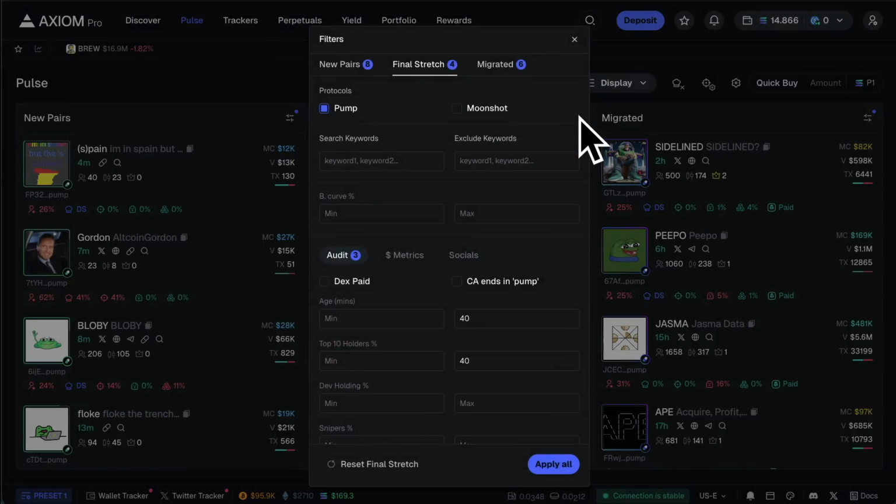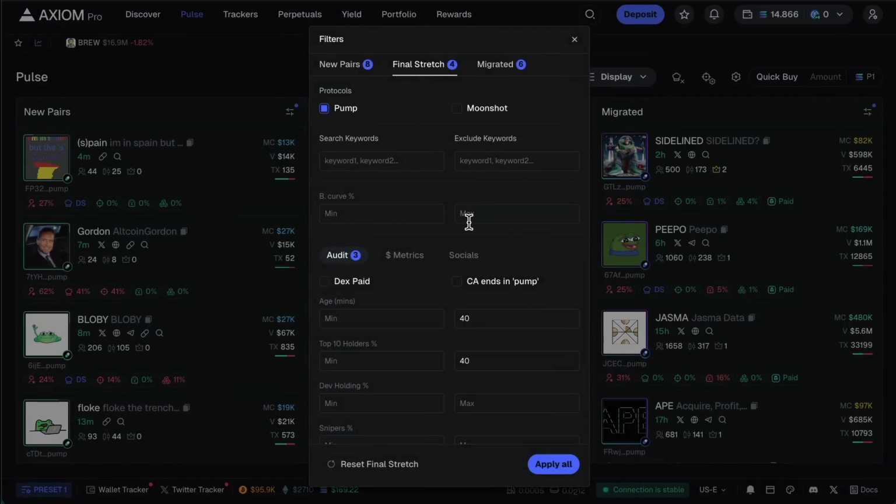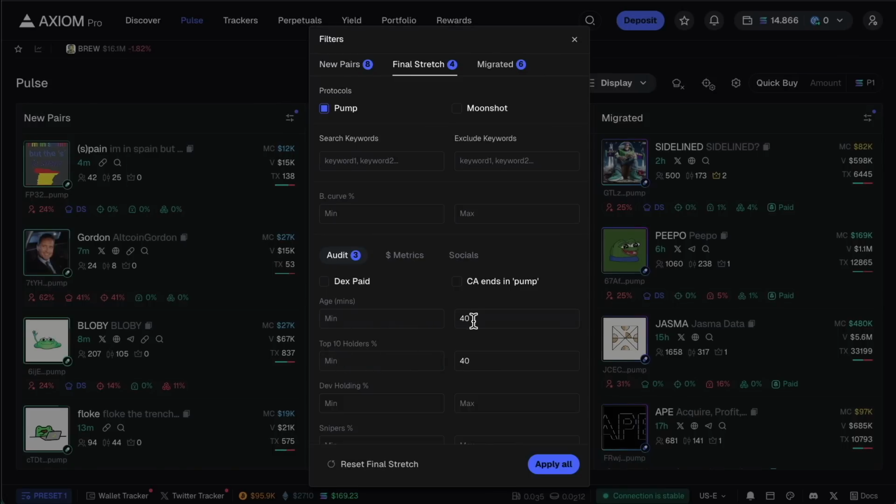And here on final stretch, this is coins just before migration, and you can actually snipe these as well. What I've added here is age 40 minutes, top 10 holders 40% max, insiders 30, bundle 30, and I've left everything else blank.